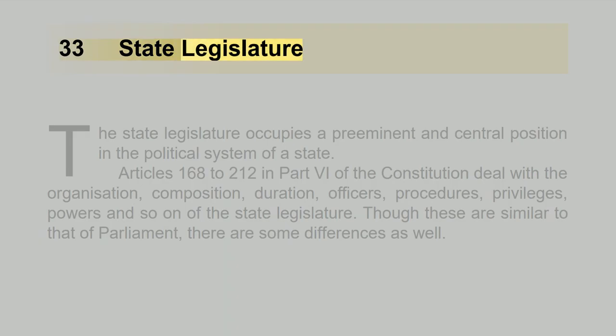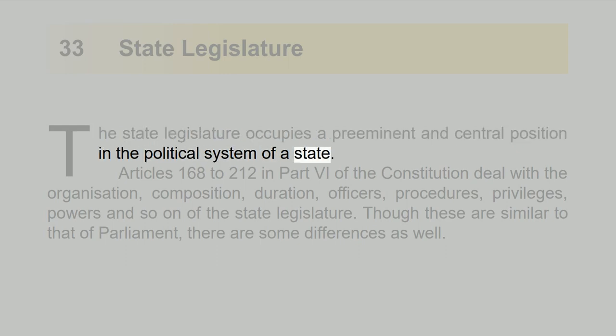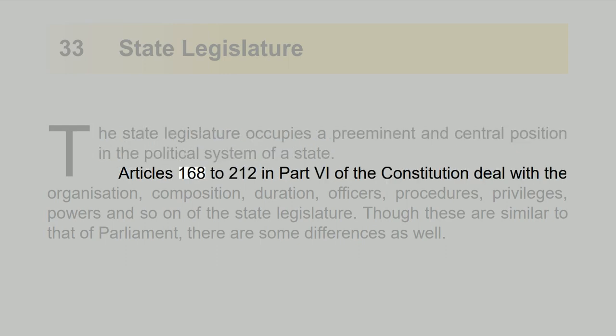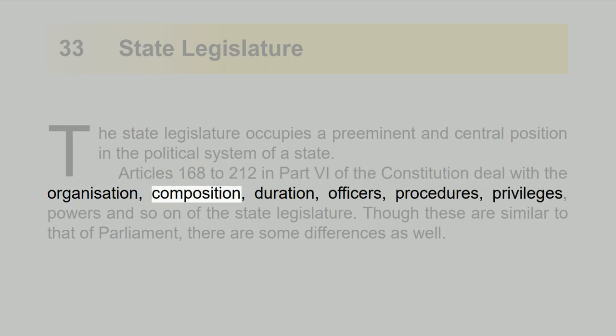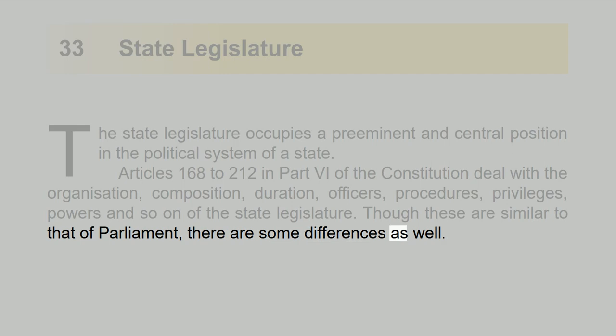State legislature occupies a preeminent and central position in the political system of a state. Articles 168 to 212 in Part 6 of the Constitution deal with the organization, composition, duration, officers, procedures, privileges, powers and so on of the state legislature. Though these are similar to that of Parliament, there are some differences as well.